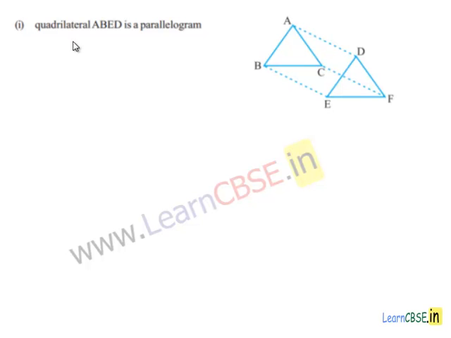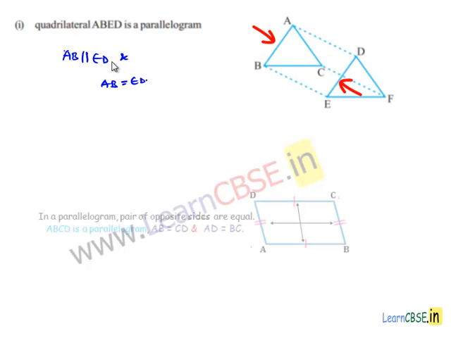In the first thing, he asked us to prove that quadrilateral ABED is a parallelogram. In order to prove this, let us consider the quadrilateral ABED. In this, he has given that AB is parallel to ED and also AB is equal to ED. Since the opposite sides are parallel and equal, we can say the given quadrilateral ABED is a parallelogram.